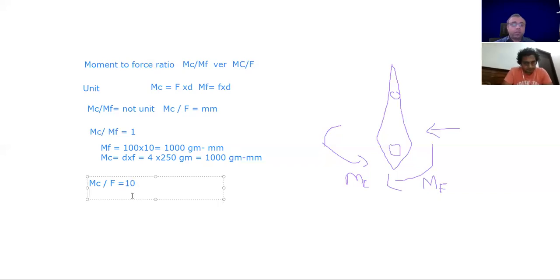So if we have to calculate this, it means that for the moment of couple, we have to calculate the force first. As we have decided already, it is 100 gram. If it's 100 gram and 10 millimeters, it's the same scenario, so the moment of the couple should be 1000 gram millimeter. So how do we calculate it? It would be the similar formula, MC is equal to D multiplied by F, where D is 4 millimeter.